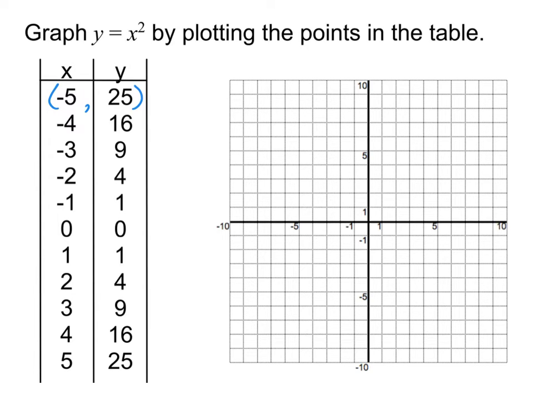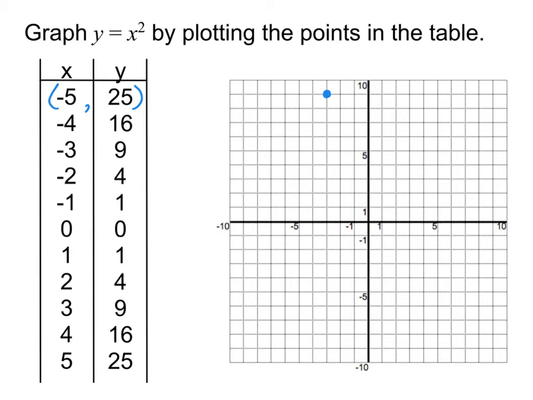16 is still above 10. It's not going to fit. -3, 9. Okay, now that one fits. So I'm going to go ahead and plot the point here at -3, 9. That's the first one I plot. So we only have to plot the points that actually fit on our graphing grid. It doesn't change the fact that the other points still exist. It just changes whether we can actually display them. Okay, and then we're just going to continue going through and plotting each of the rest of the points.